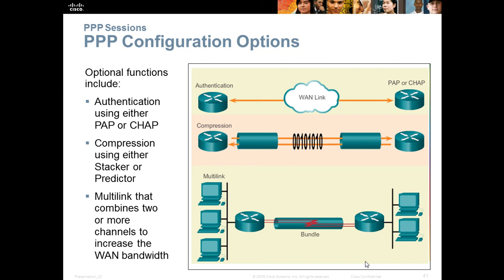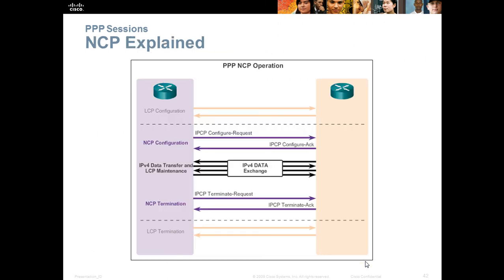PPP configuration options. These are some of the optional functions which are included. Authentication using either the password authentication protocol, PAP, or the challenge handshake authentication protocol, known as CHAP. Compression using either stacker or predictor. Multilink, which combines two or more channels to increase the WAN bandwidth. This is how the NCP operates between sending and receiving devices.